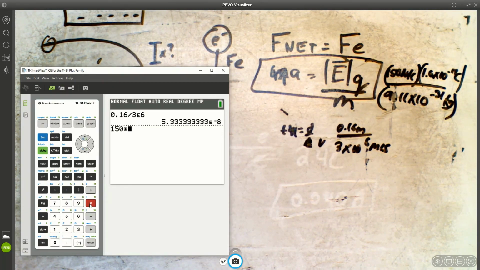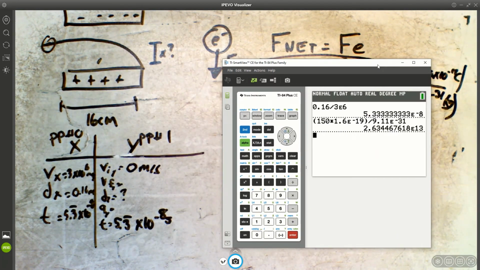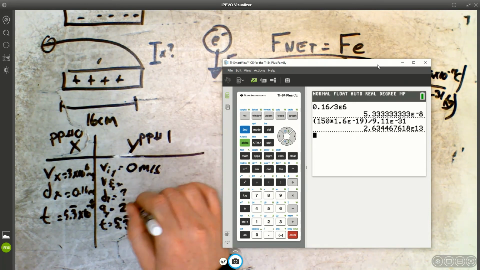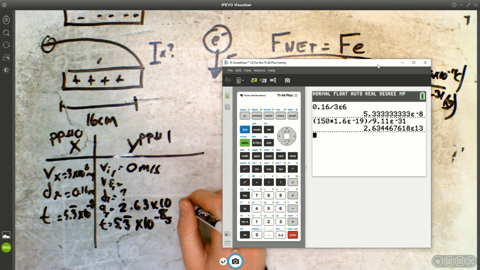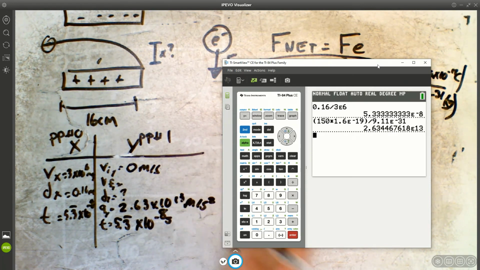150 times 1.6 times 10 to the negative 19. Let's throw some brackets around there so we can do it all in one, divided by 9.11 times 10 to the negative 31. And we get a huge acceleration, which makes sense because the electron is really tiny. So we get 2.63 times 10 to the 13 meters per second squared. And now we have 3 of 5.